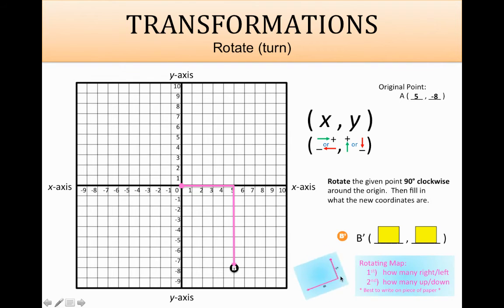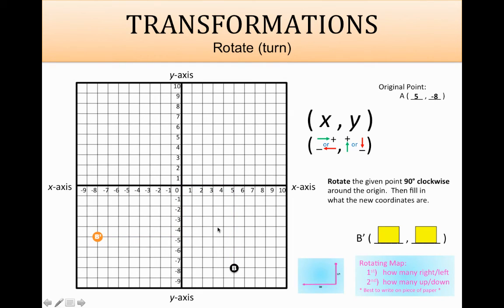So turning that paper 90 degrees clockwise makes it look like this now. So from the origin, I got to take B prime, go down 5 and over 8, and that's exactly where it's supposed to be. So grab B prime, go down 5 over 8, and put it right there. And that's exactly where B prime is supposed to be.